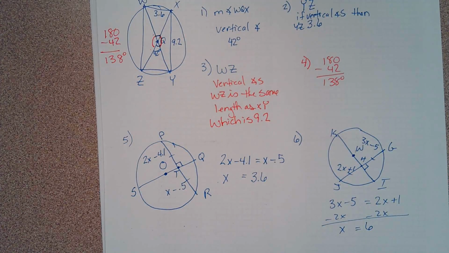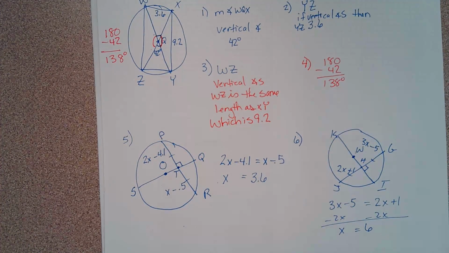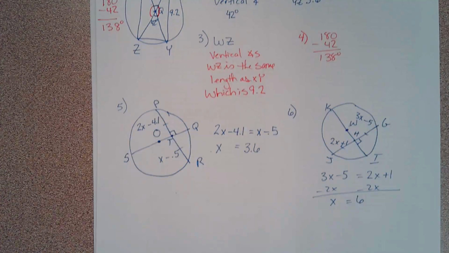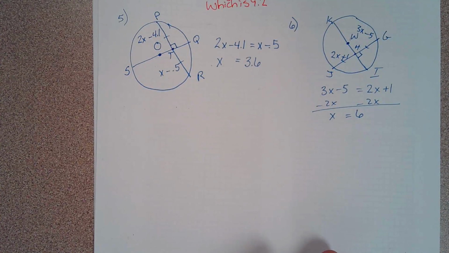Okay, in number 7 here, we're asked to find the radius, right? So number 7 takes a little more work, 7 and 8. It says find the radius of the circle.